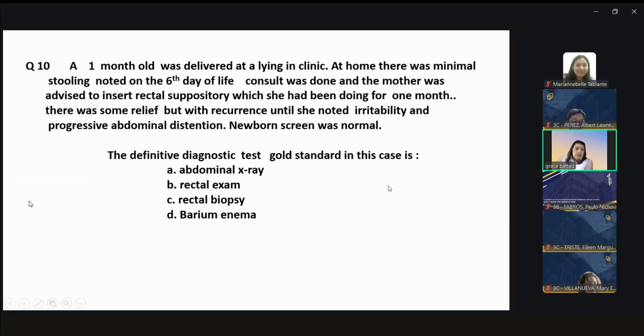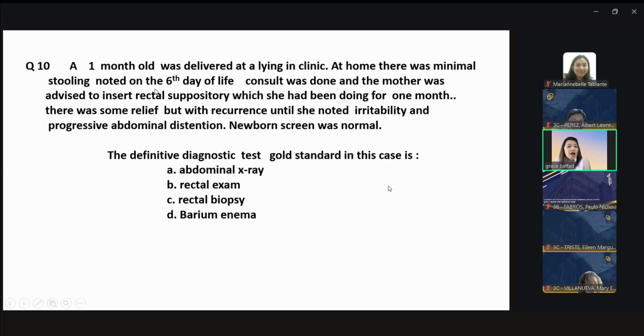Okay. Next question. 1 month old. Are there any questions first before we proceed? Hindi ko makita yung gallery. Are there any questions?